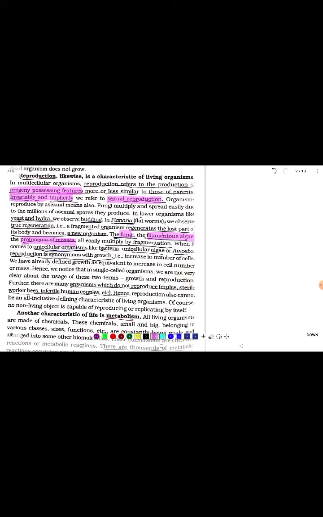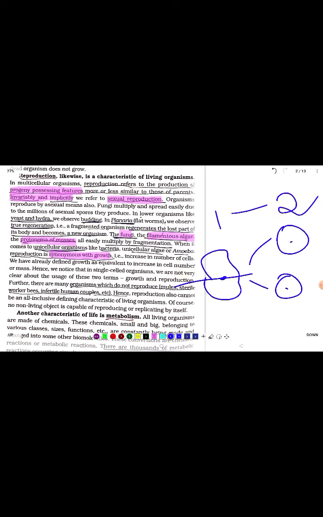In unicellular organisms like bacteria, unicellular algae, or amoeba, reproduction is synonymous with growth. We saw that in the last criterion, growth. Here this is an amoeba. When it undergoes reproduction, it gets divided into two cells. So there is an increase in number, and if the number increases, it is said to be growth. As the parent body is divided into two, it is also reproduction. So growth as well as reproduction takes place, and this is said to be synonymous.